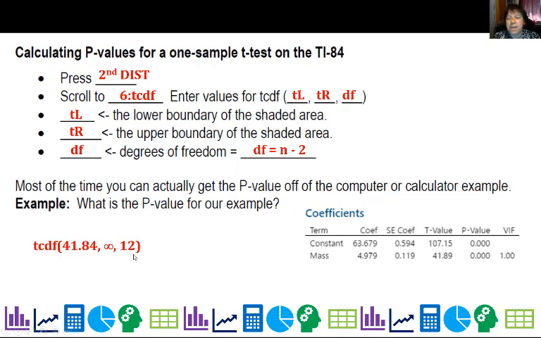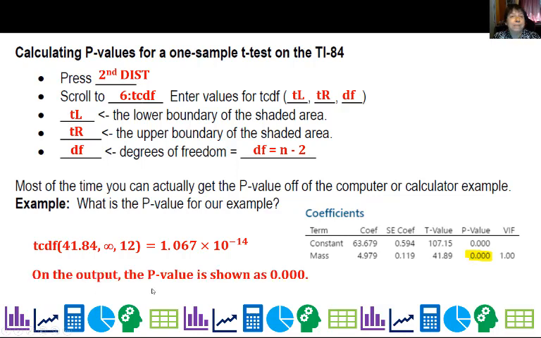I had 14 data points. I get a very tiny number. By the way, here's your output for the p-value, and that is basically 0. And you can argue 1.067 times 10 to the minus 14 is pretty darn close to 0. So you usually won't have to calculate this by hand. It will normally be on your computer output or on the calculator output.